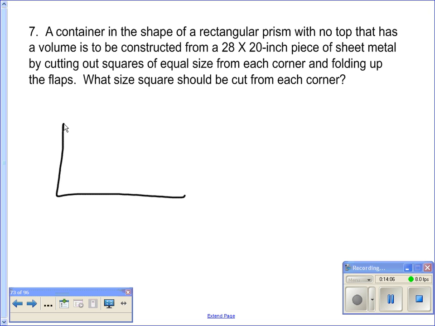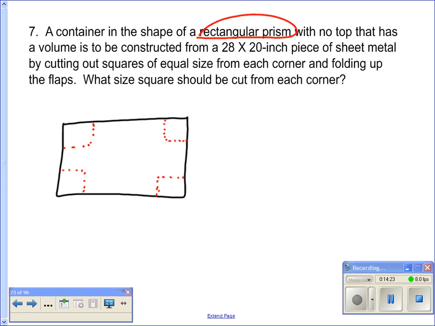Okay, so we've got this piece of metal here. And what we're going to do is cut these edges out. All right. And then we're going to fold up the flaps. And once we fold up those flaps, we will have our rectangular prism that it's talking about here. Now, it tells us that this is 28 initially, and this is 20.